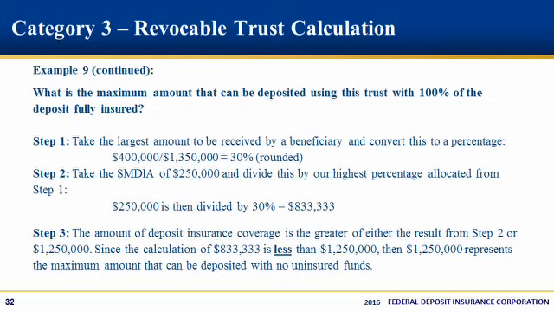Step 3. As we know, a depositor naming 6 or more beneficiaries is entitled to the greater of either the result from Step 2, which was $833,333, or our default amount of $1,250,000. Therefore, the maximum insurable amount with no uninsured funds in this example is $1,250,000. Again, please remember that if you have 6 or more unique eligible beneficiaries, the default amount of deposit insurance coverage is at least up to $1,250,000.